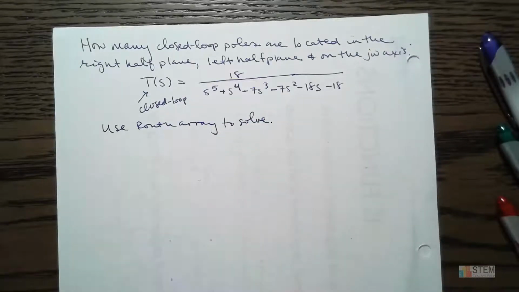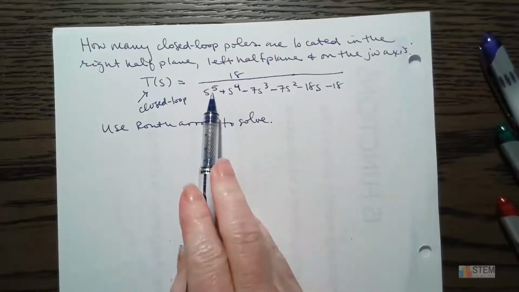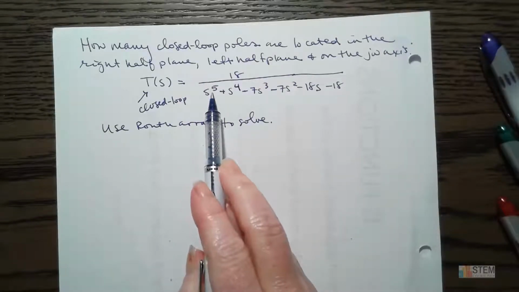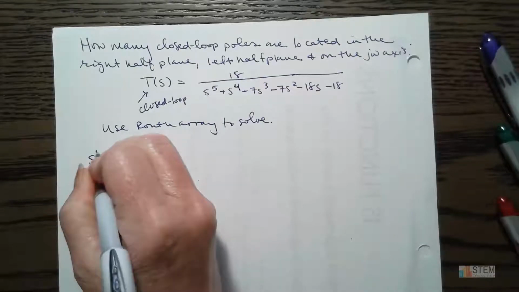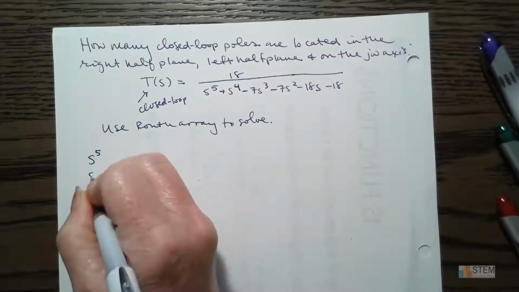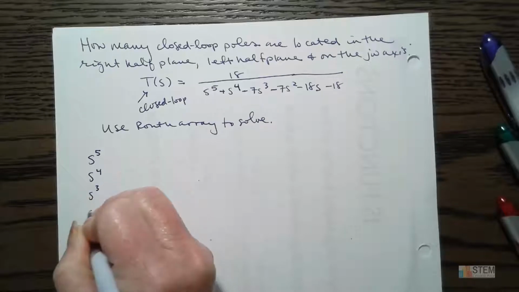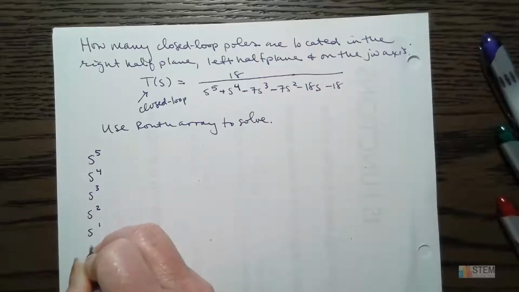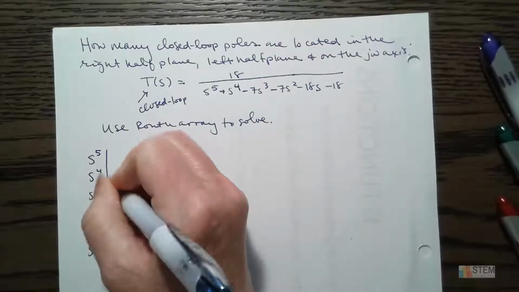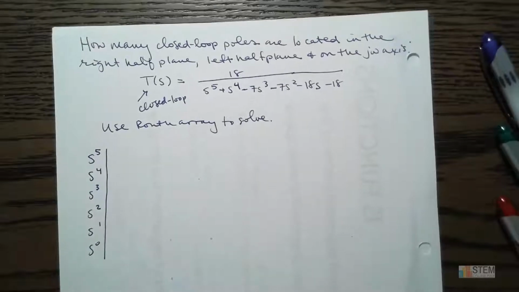Okay, so first of all, to set up our Routh array, let's go ahead and get that going. We want to look for the order of the polynomial we're looking at, right? So this is the 5th order, so we're going to start with s to the 5th, and then we're going to go all the way down until we get to s to the power of 0. Put a line there, and then we're ready to start filling in the top 2 rows of the array.